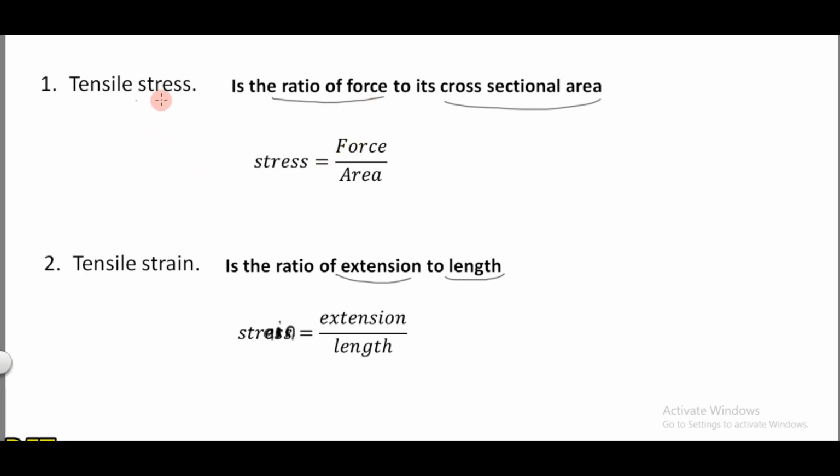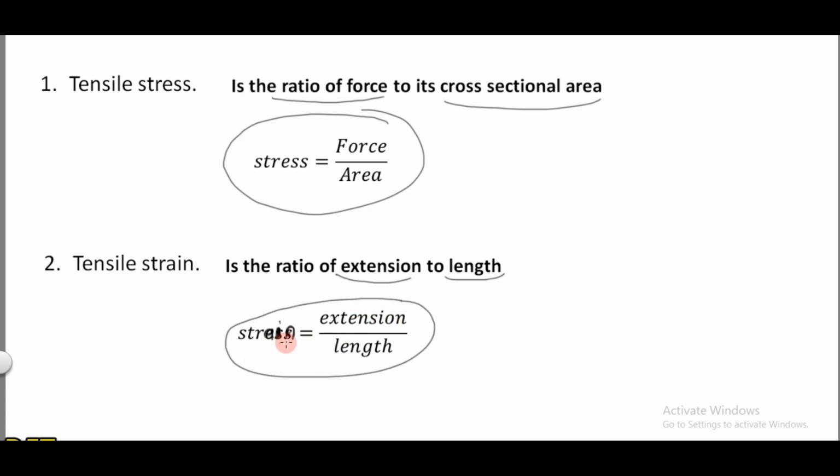What is tensile stress? Tensile stress is the ratio of force to its cross-sectional what? Area. So stress is equal to force all over area. You can use this to define it: tensile stress is equal to force all over area of an elastic material. Then if I ask you what is tensile strain, you can use the formula to define it.